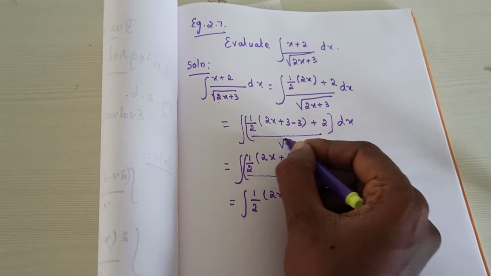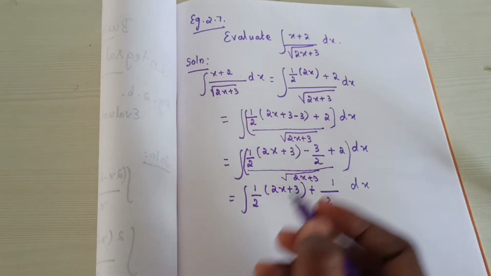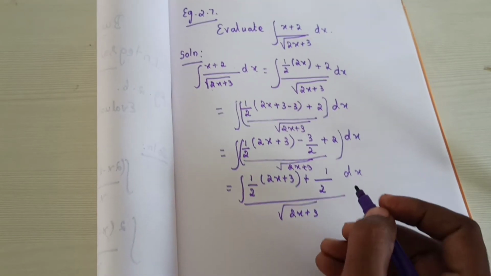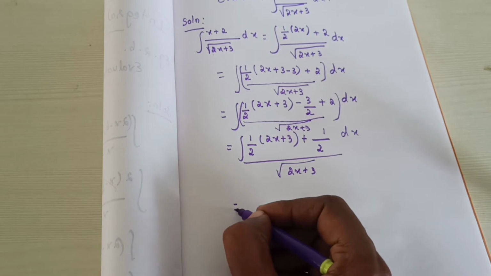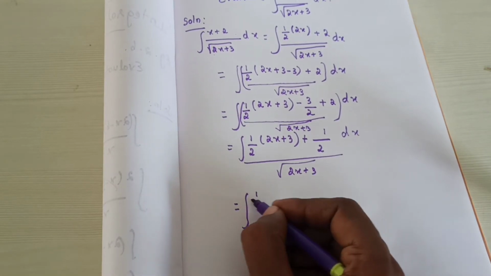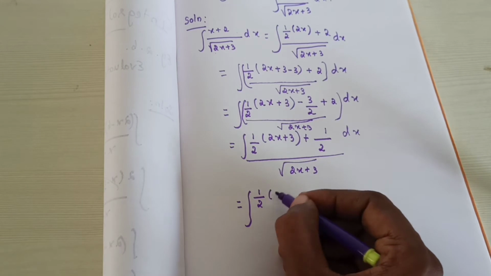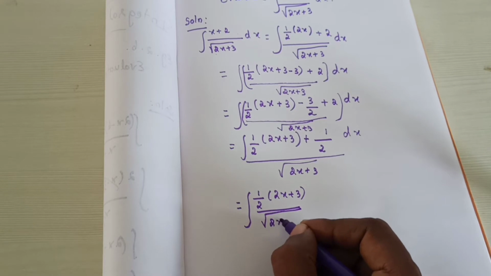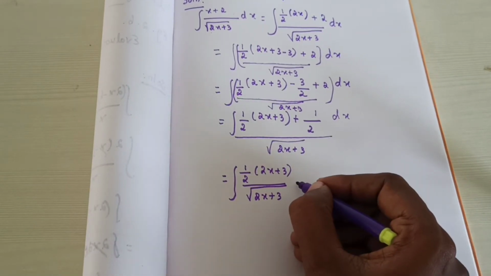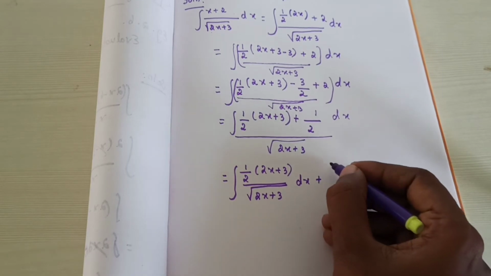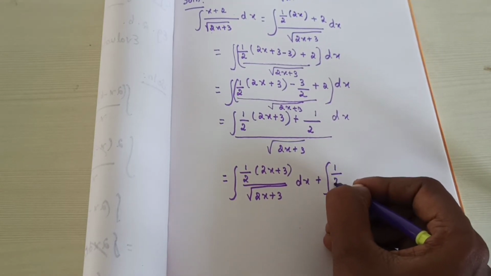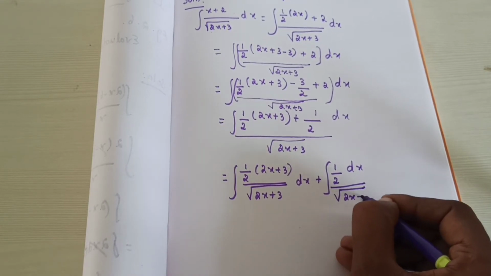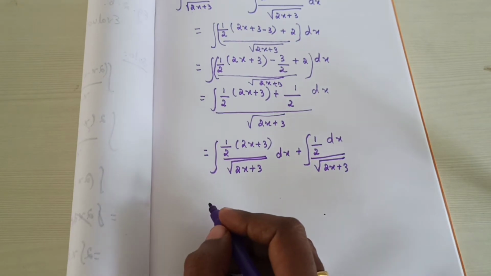So same as here also, the denominator is 2x plus 3. So here also what is the denominator? Square root of 2x plus 3. Understand up to this? So that is equal to the integral of 1 by 2 into, I am going to split it into two terms, 2x plus 3 divided by square root of 2x plus 3, dx. I am going to split it into 2. Integral of half is there, so half into dx divided by square root of 2x plus 3. Understand? Nice. Split it into 2.